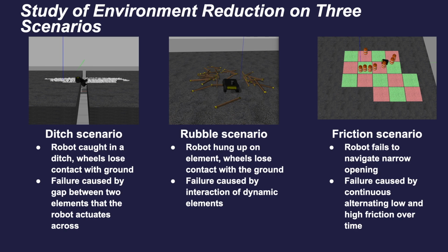In the rubble scenario, the robot chassis gets hung up on an element in the environment, again causing its wheels to lose contact with the ground. This failure is caused by the interaction of various dynamic elements, such as piles of wooden boards and a cinder block. In the friction scenario, the robot fails to navigate a narrow opening in the environment to reach its goal. This failure is caused by a series of tiles continuously exerting low and high friction on the robot's contact points with the ground over time.